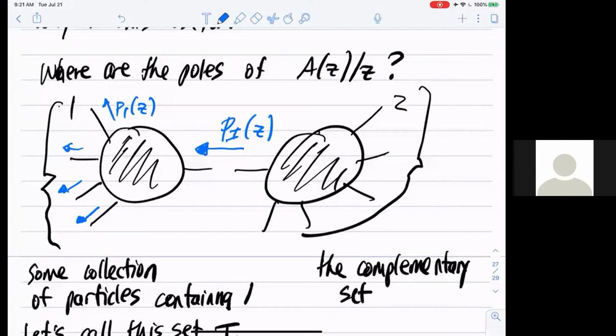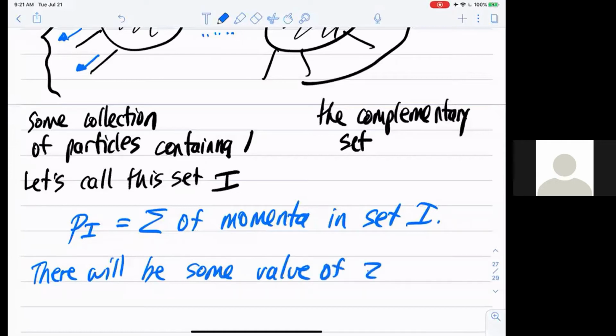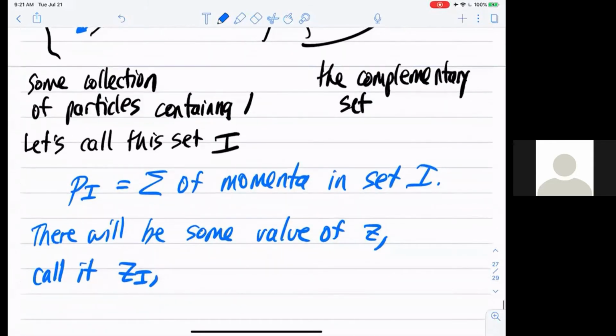So as long as you're looking at a factorization channel where 1 and 2 are separated from each other, the momentum flowing in the internal channel is going to be a function of z. So there will be some value of z, call it z sub I, such that P_I squared of z_I is equal to 0.